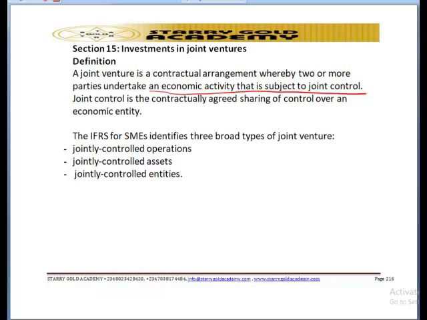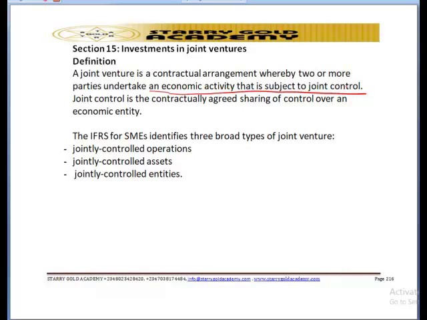One, it involves two or more joint venturers who are bound by contractual arrangements, and it's usually in writing, and it's also a contractual arrangement establishing joint control. Now let's talk about a jointly controlled operation. An entity with a jointly controlled operation recognizes the assets that it controls and the liabilities that it incurs.